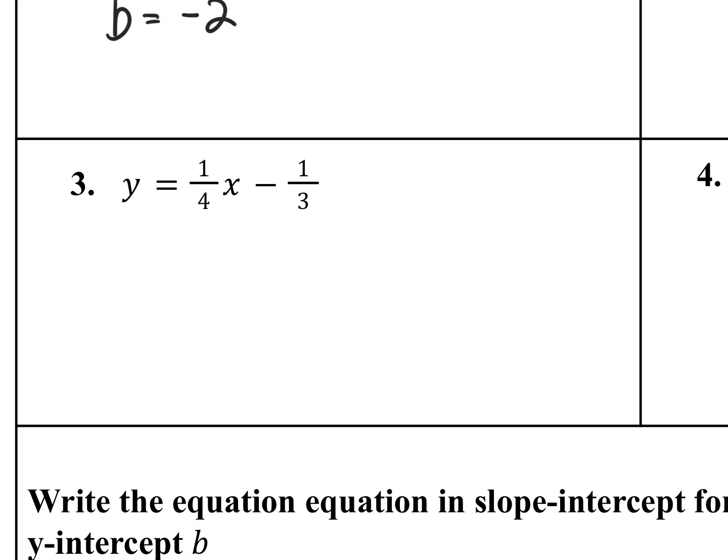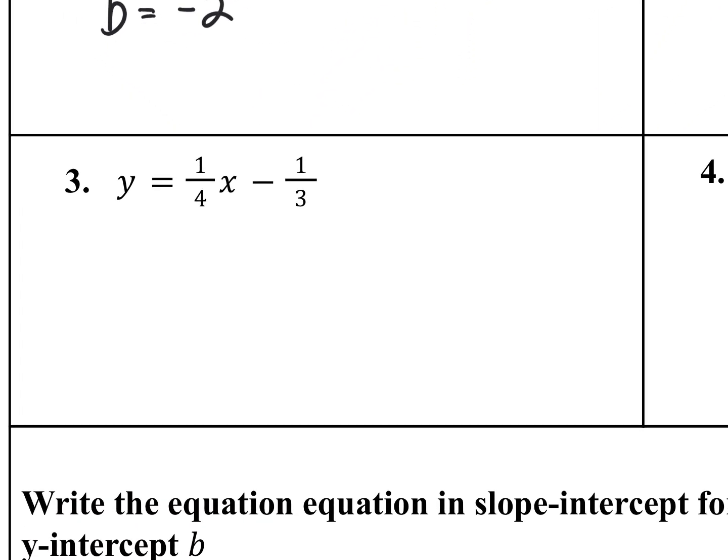Number 3, so our slope here is going to be 1/4. So let me just write that one. Our m here is equal to 1/4, and our y-intercept, which represents b, is equal to negative 1 over 3.